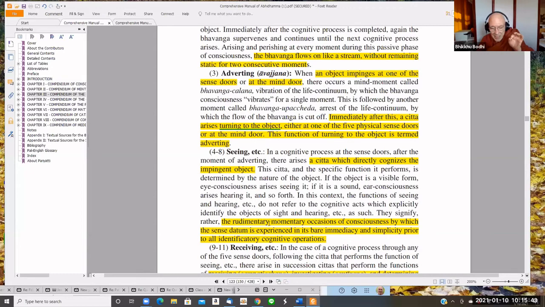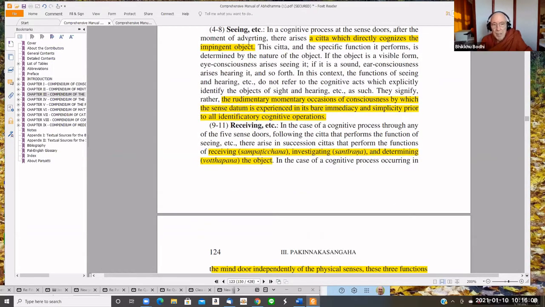So what I say is that these are momentary occasions of consciousness, momentary cittas, by which the sense object is experienced in its bare immediacy and simplicity, before any kind of identification or processing of the object takes place. Then that bare moment of sense consciousness is followed by a moment, a citta, that performs the function of receiving the object. I can't really explain it further, but it's sort of like the citta takes in the object that's appeared.